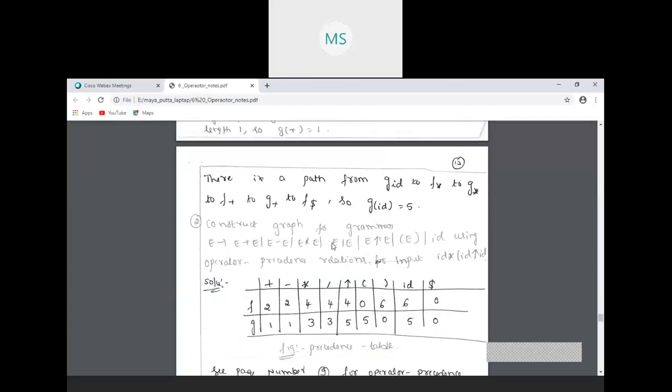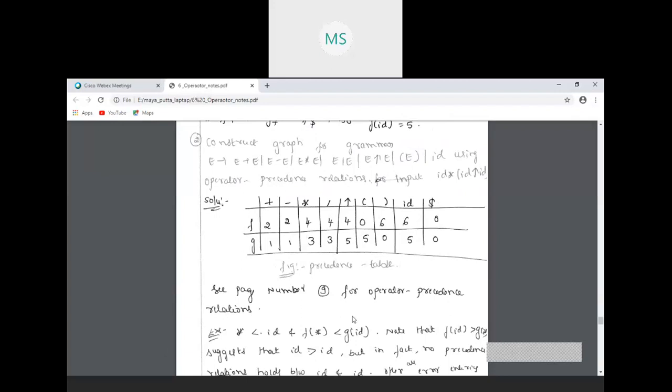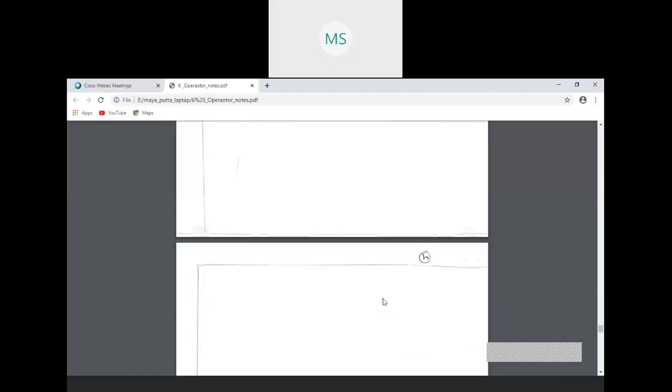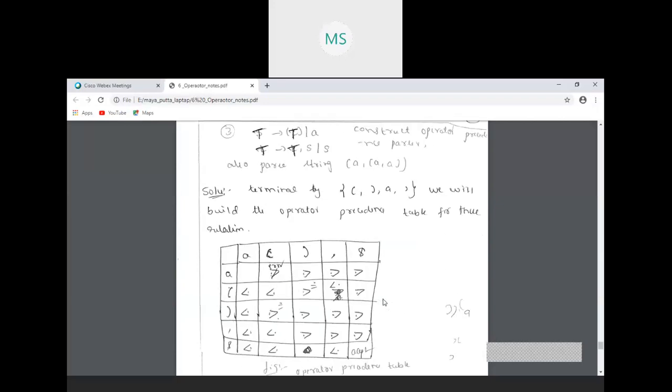Construct a graph for E derives E plus E, E minus E, for the input id star id exponential id close. For this input, construct the table first, and after that you can verify whether this precedence table is correct or not. I didn't show the diagram. You have to refer to it and do it by yourself. Then check which values are written wrong. But the exam will not have too complicated an input. You will only get a simple input for constructing. Okay, another one you have to solve.